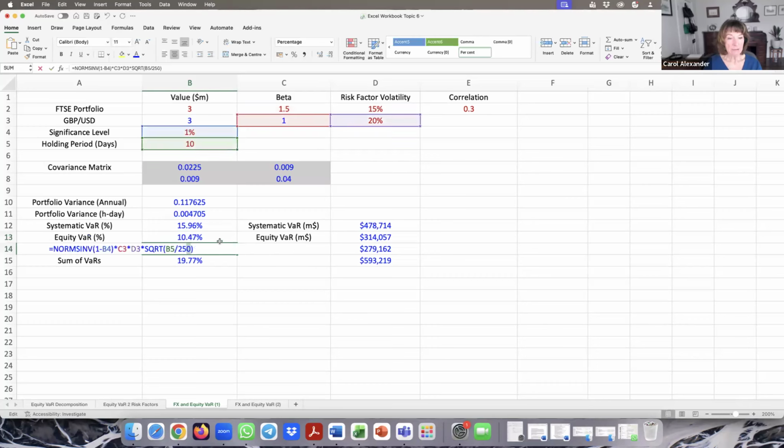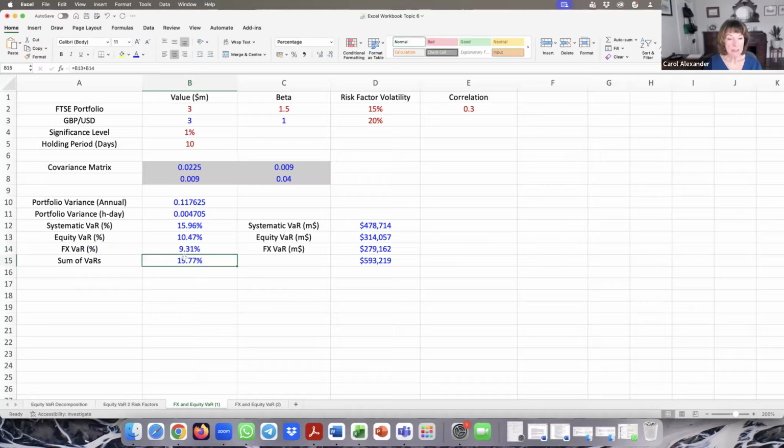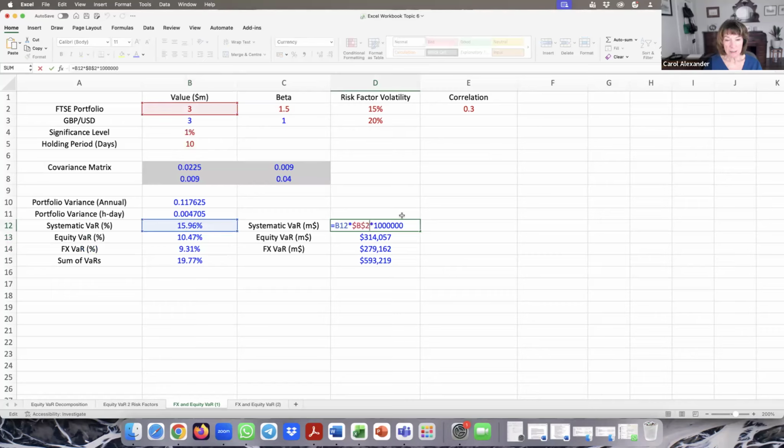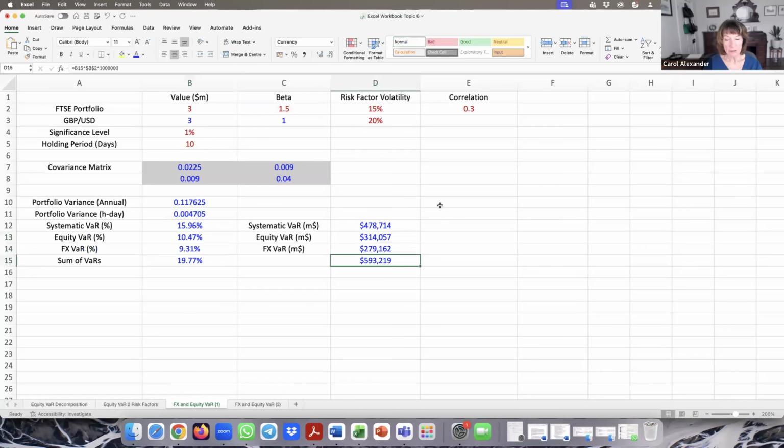And I do the same for the FX VaR, and then I can sum the VaRs in percentage form and see that they are bigger than the systematic VaR here. And likewise, I can use the 3 million number here and multiply everything by 3 million to get the FX VaR and the total VaR.